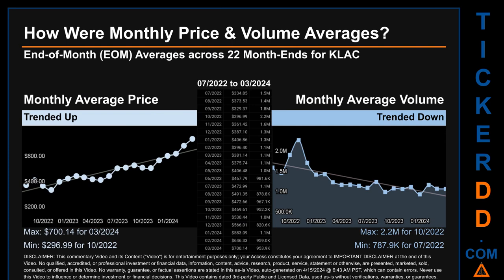The maximum end-of-month average price was $700.14 for 03/2024, while the minimum was $296.99 for 10/2020. Looking at volume, 10/2020 and 07/2022 respectively saw the highest and lowest monthly average volume at 2.2 million and 787.9 thousand.